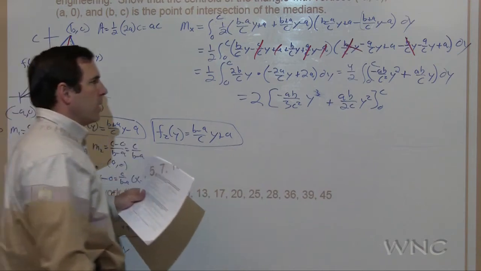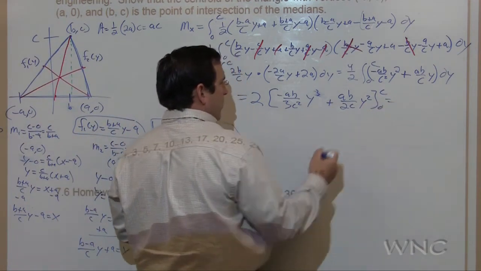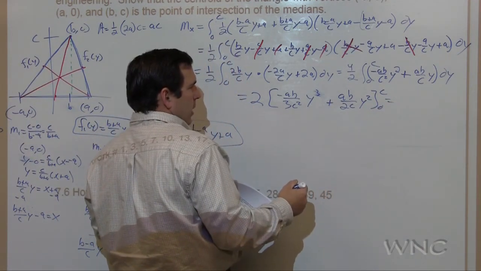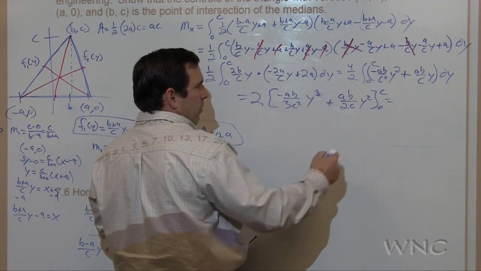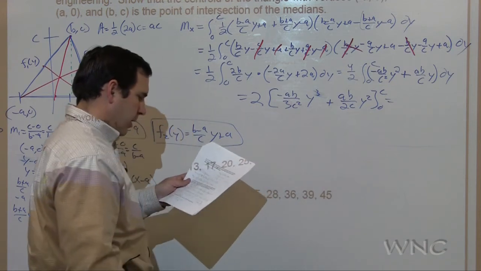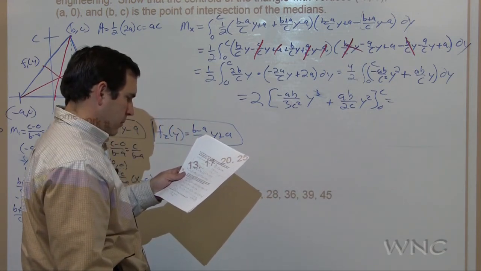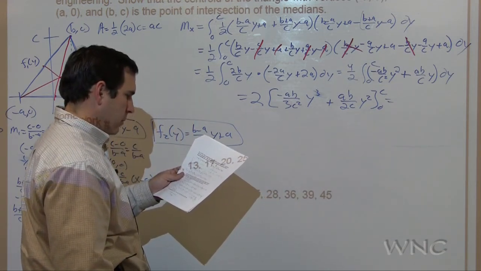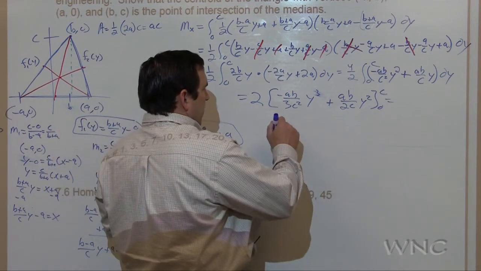And let's see how this cleans up. If I put C in there, what happens? Now we've got a problem with the 0 because we can't have 0 in the denominator, so we can't use that value. Let's put a C in there and see what happens.